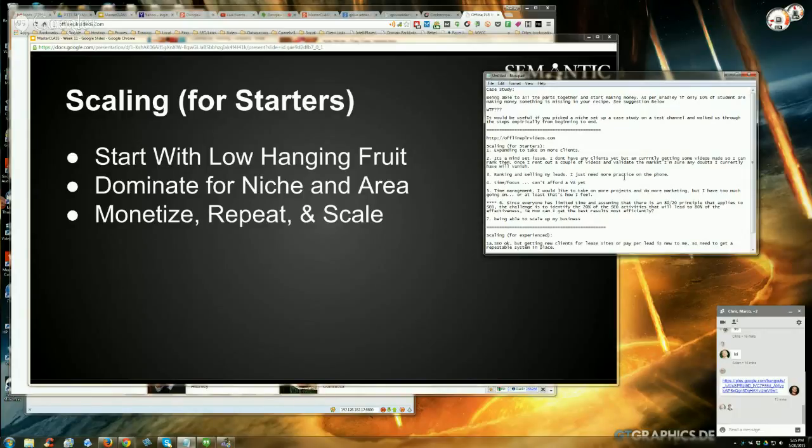And so I want to try to clear this up today for starters and say that, for scaling, to scale up, to start generating revenue, and once you start generating revenue, increase that revenue very quickly, you want to start with low-hanging fruit, low competition stuff. So we're going to start there, and then we're going to talk about dominating a niche in an area.